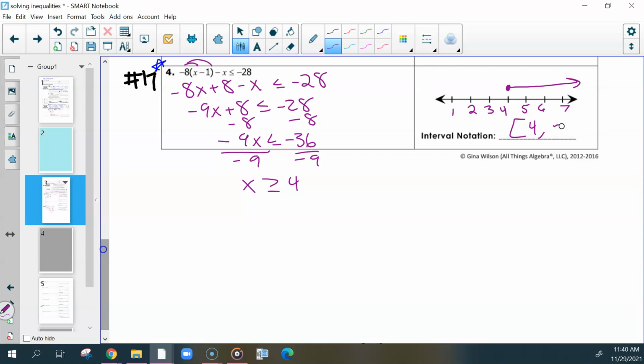That was not good at putting symbol. Sure. But that one would have a parenthesis, because infinities are always parentheses. Do we have any questions so far?